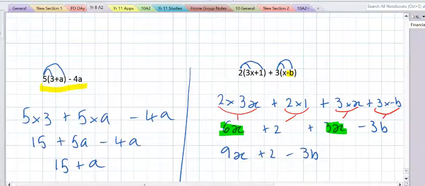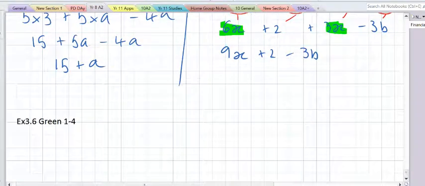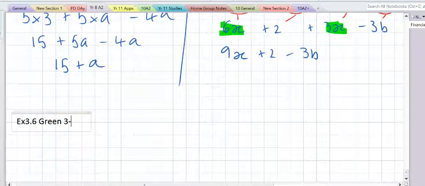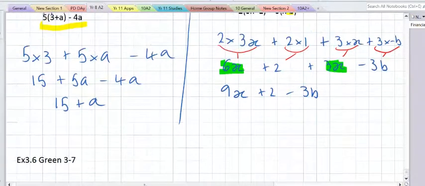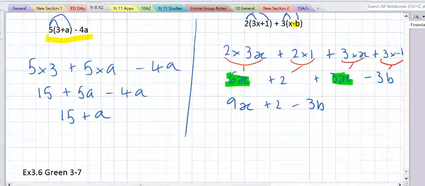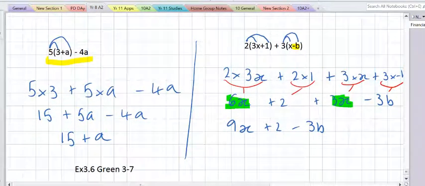What I'd like you to do now for the remainder of the lesson is to look at that. We started yesterday, but questions 3 to, let me see, you guys really should be able to get to 7. Green 3 to 7. Green, so you won't have to do them all. And I'll leave that working on the board for you. If you don't have a book, I'll come around and help you in a second.